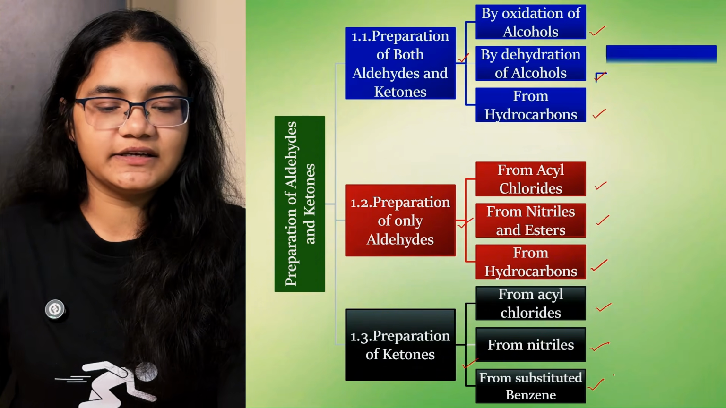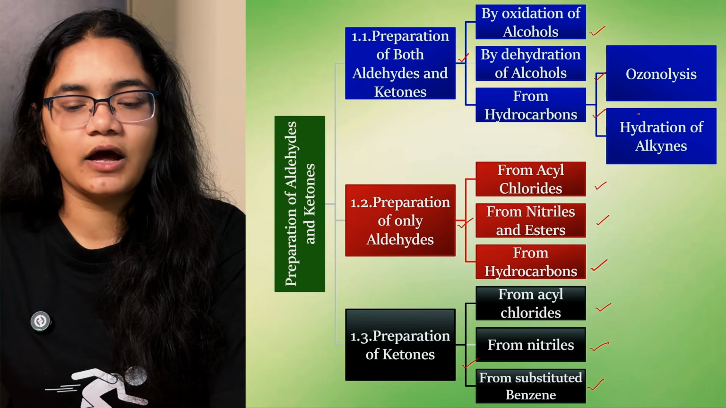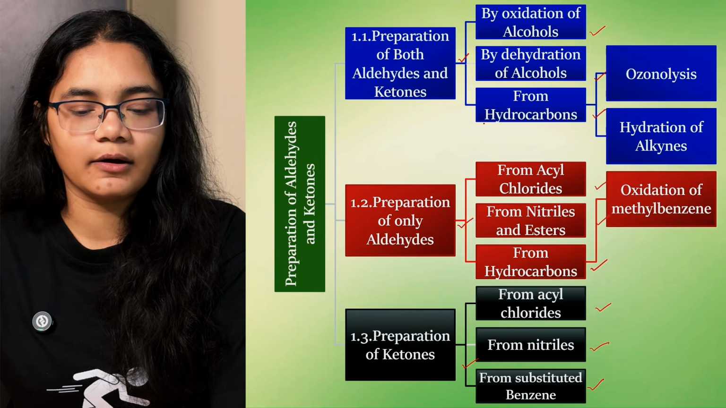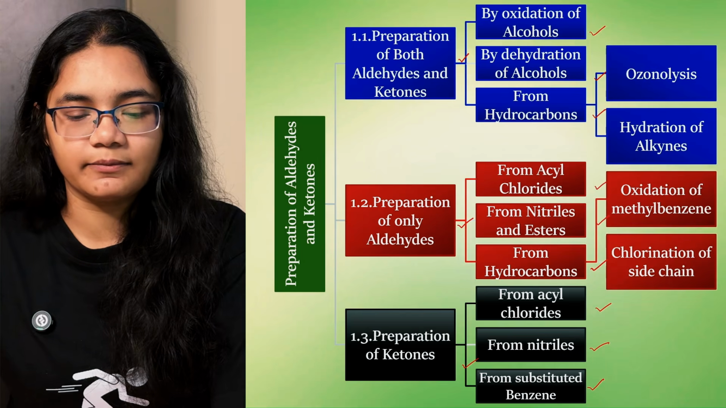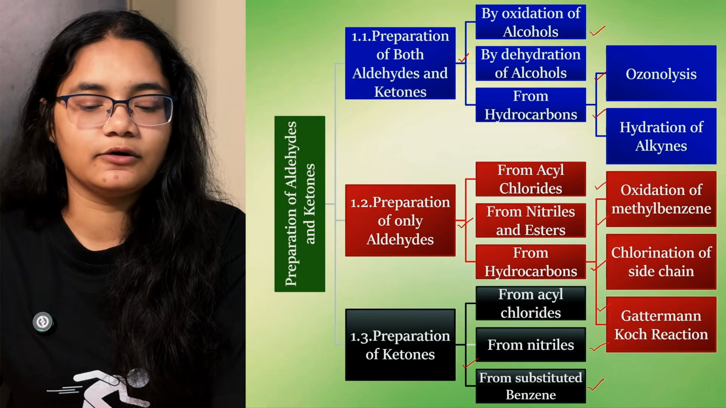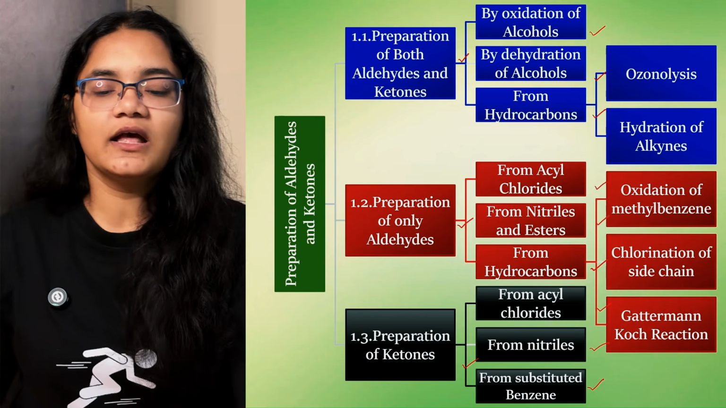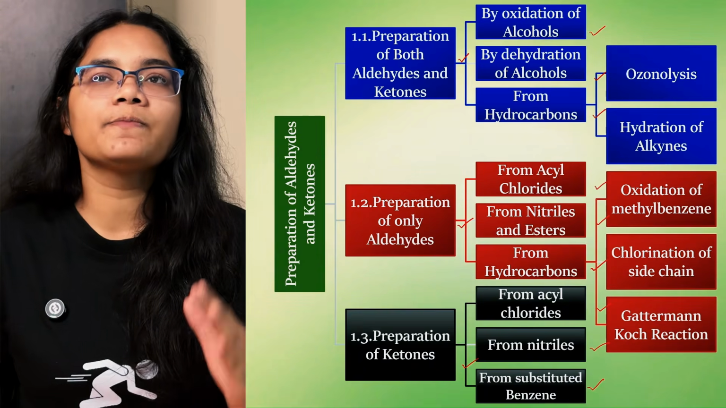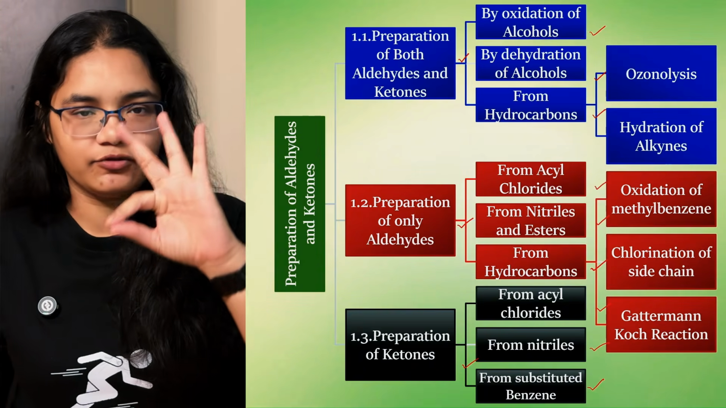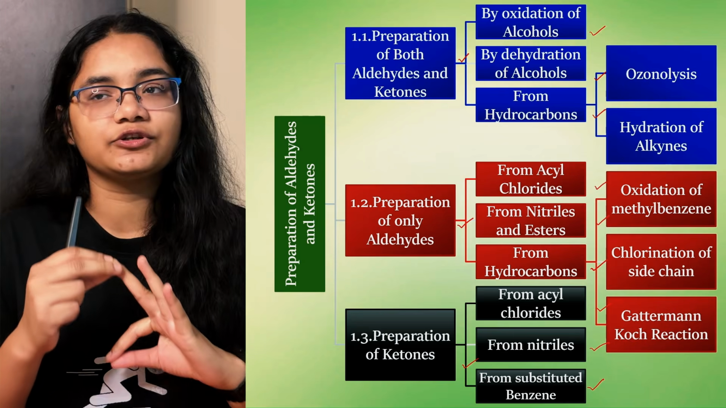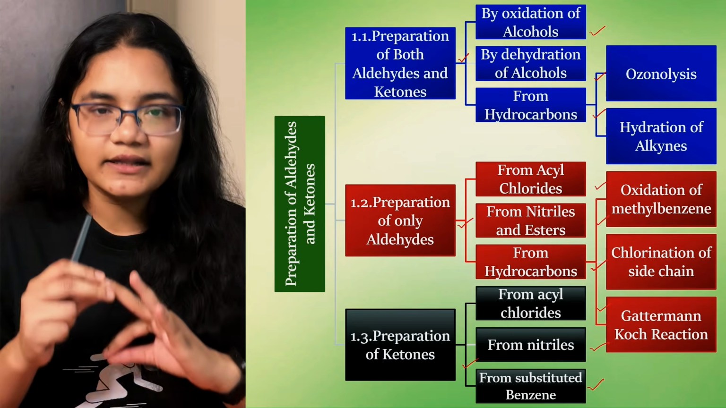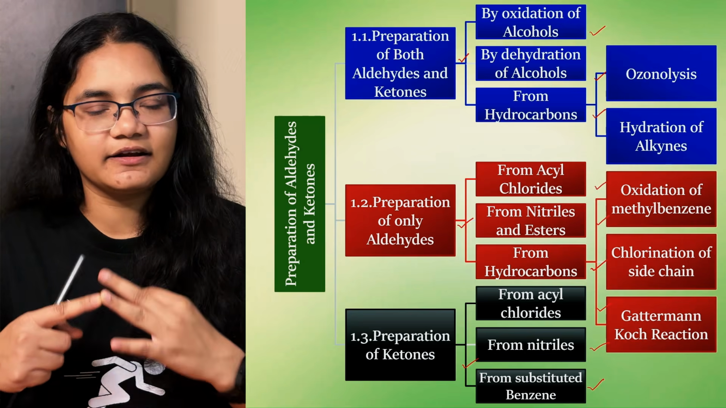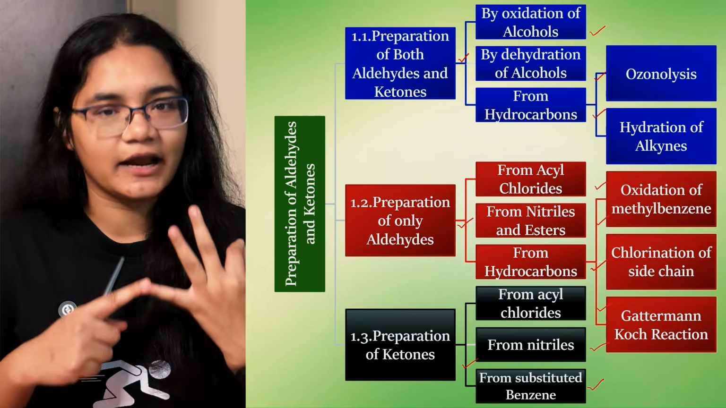Okay, so first, from hydrocarbons, we have ozonolysis and hydration of alkynes. And from hydrocarbons, we also have oxidation of methyl benzene, side chain chlorination and Gattermann-Koch reaction. First of all, you need to have clarity about this. Let me just repeat that for the preparation part, we have three important methods. The first one is preparation of both aldehydes and ketones. In that, the first is oxidation of alcohols. The next one is dehydration of alcohols, and the third one is from hydrocarbons.